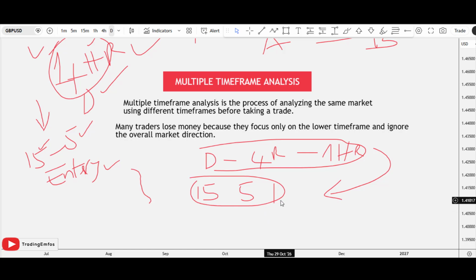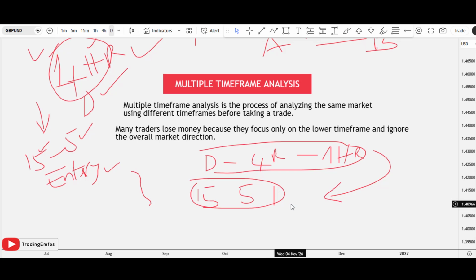You don't trade against the higher time frame, against the trend, and the trend is always determined on the higher time frame, like the daily, the monthly, or the 4-hourly. This is why professional traders always do multiple time frame analysis before entering a trade. They always do top-down analysis before entering any trade. It is the best way to approach trading.